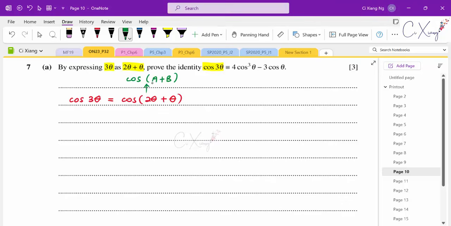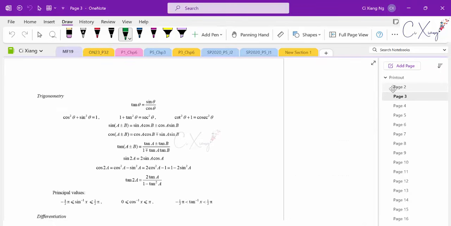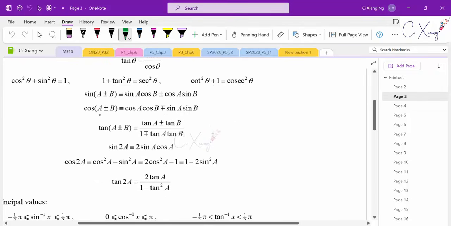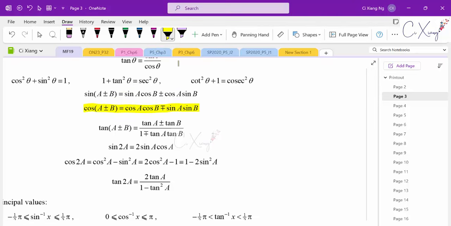So that means how can I expand cos A plus B? It involves the compound angle formula. If you're not able to remember the compound angle formula, you can refer to the formula booklet. So let's have a look at the compound angle formula here. For cos A plus B, it should be cos A cos B minus sin A sin B. So this is what we have: cos A cos B minus sin A sin B.